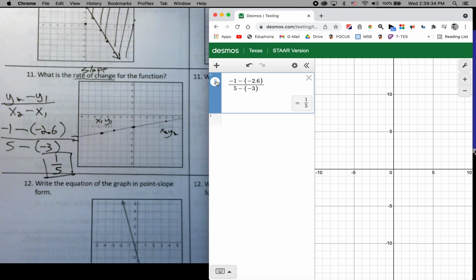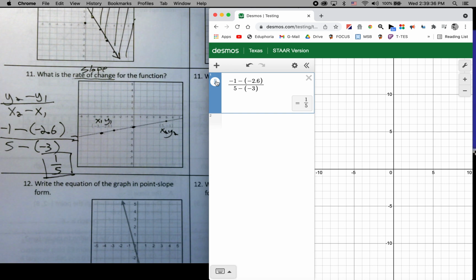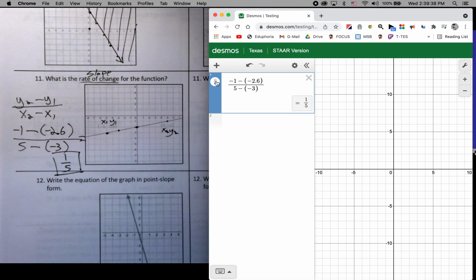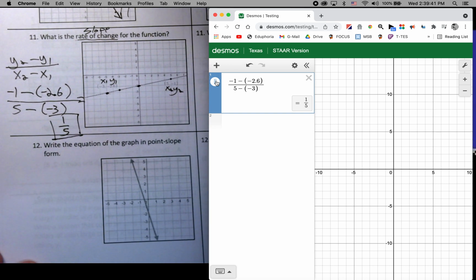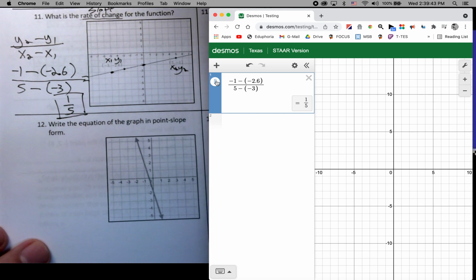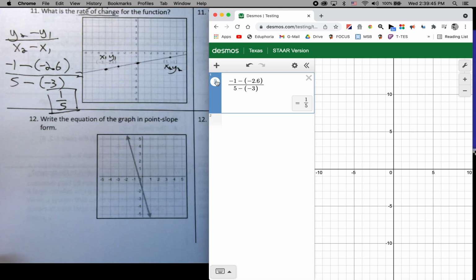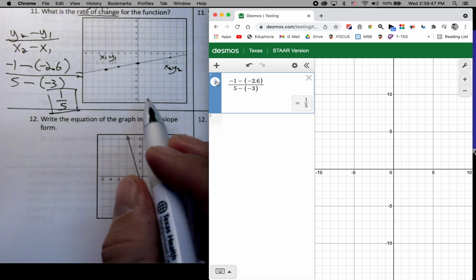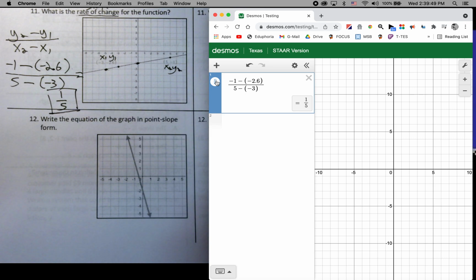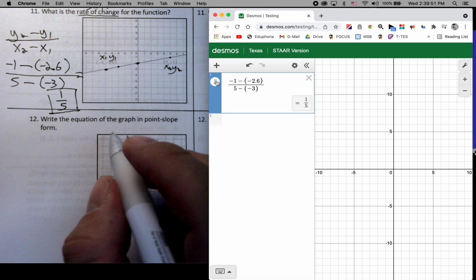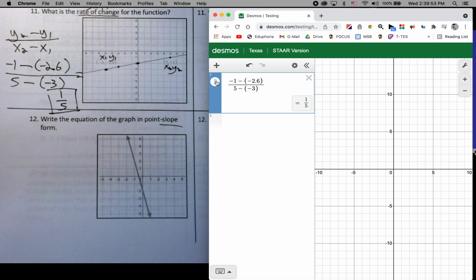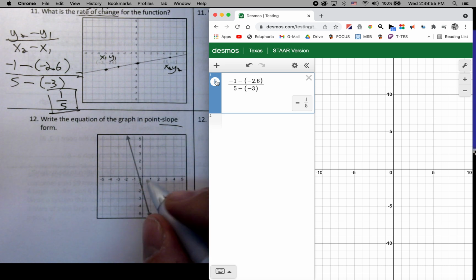All right. Number 12. It says, write the equation in point-slope form. Write the equation of the graph, excuse me. Okay, so first of all, I want to find the slope, okay? Now, it's not giving me any points specifically, so I'm going to pick some significant points. The y-intercept is always a good one.